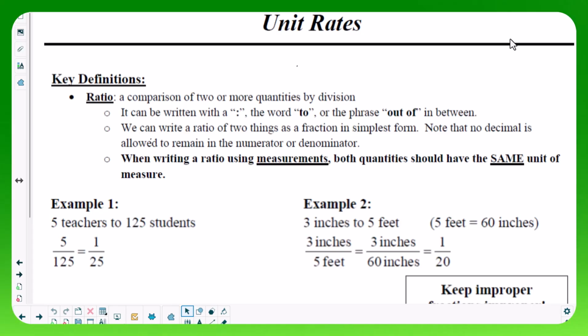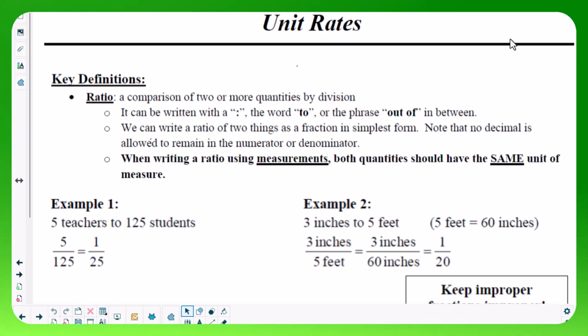One way is with a colon. We'll sometimes see that when we talk about the odds of a horse winning a horse race, or the odds of winning the lottery, or something similar to that. The word to can be used between the two values, or the phrase out of can be in between the two values. And we'll see each of these as we look at some of our examples.